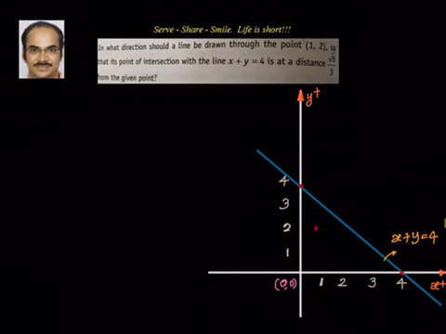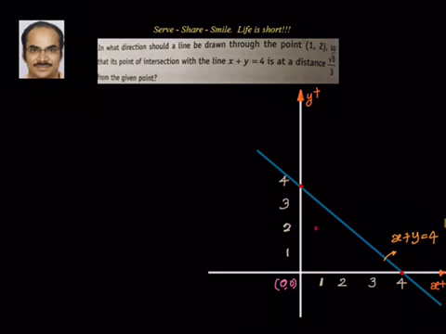In this session, let us look at one interesting example related to 11th grade straight line syllabus. In what direction should a line be drawn through the point (1, 2) so that its point of intersection with the line x + y = 4 is at a distance of root 6 by 3 units from the given point? Let's understand.